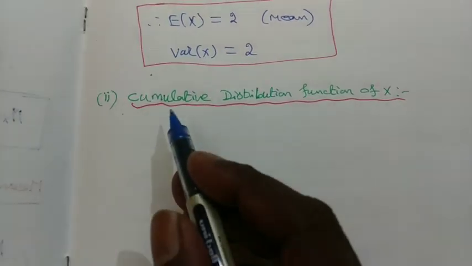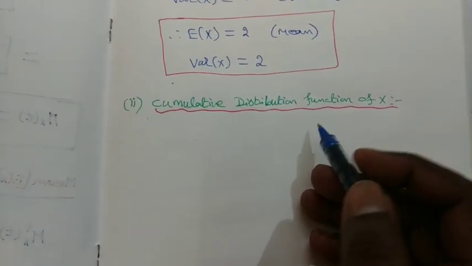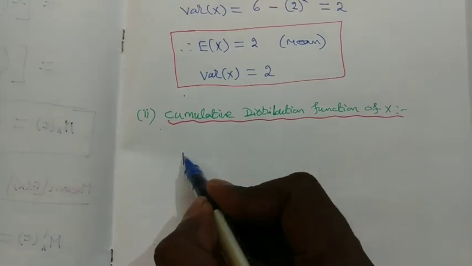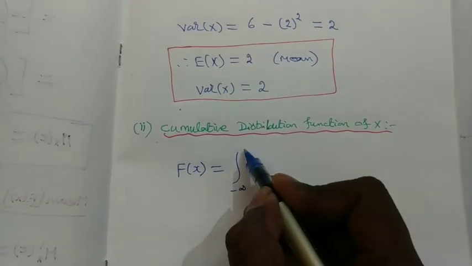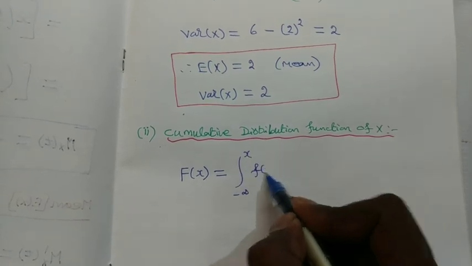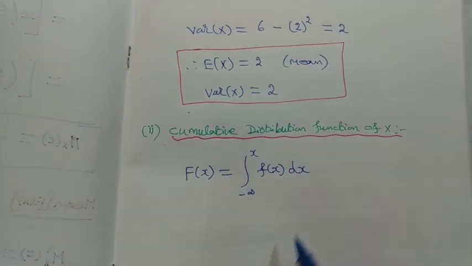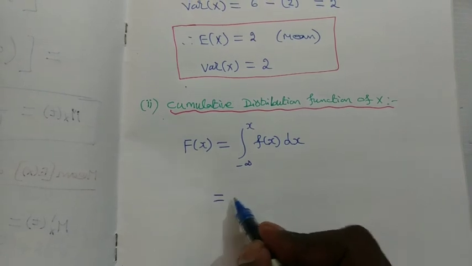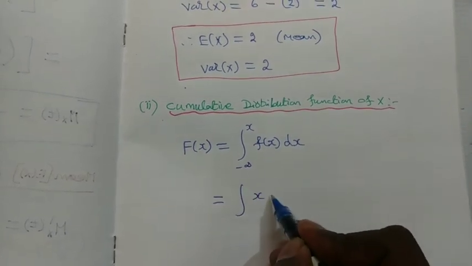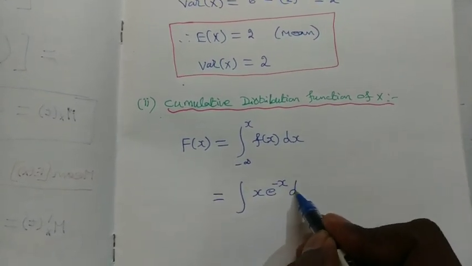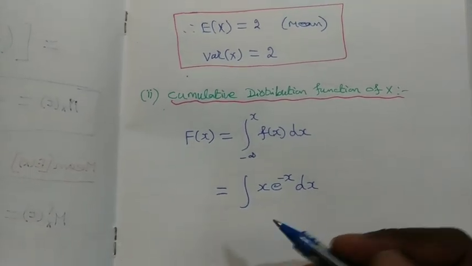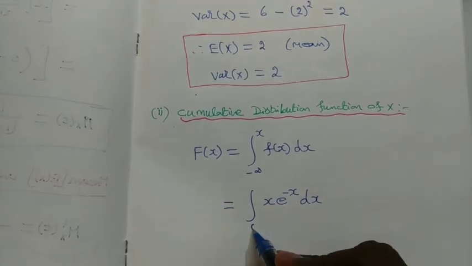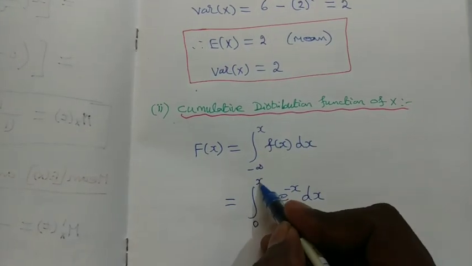So next I am going to find the cumulative distribution function. Cumulative distribution function is capital F of x. The formula is integral minus infinity to x f of x dx. So from the given function, f of x is x into e power minus x dx, and the range starts from 0 because the range is x greater than 0. Greater than 0 means start from 0 to here x.